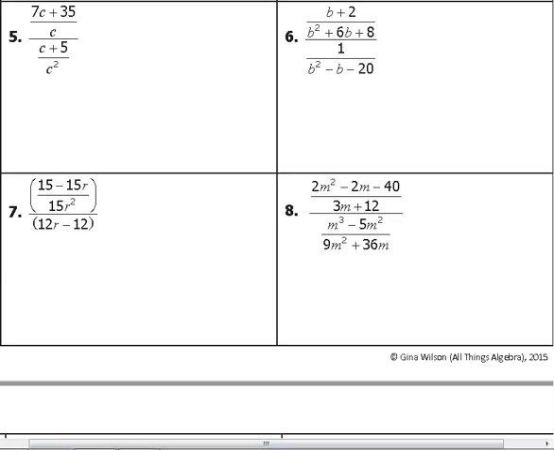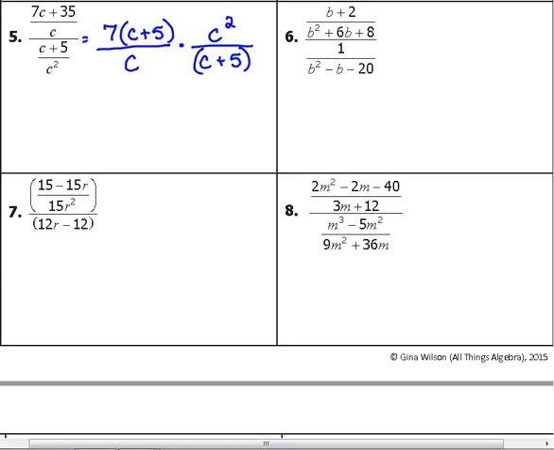7c plus 35 over c plus 5 over c squared. So, let's see here. What can we factor? 7c plus 35. We can take out a GCF of 7. That leaves us with c plus 5 over c, nothing to factor there. Times, flip the bottom one over. C squared is now on top. C plus 5, nothing to factor there, so we just leave it as it is, put parentheses around it.